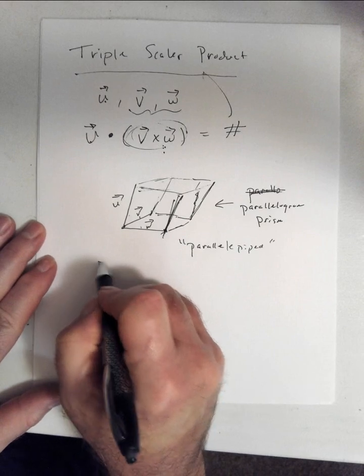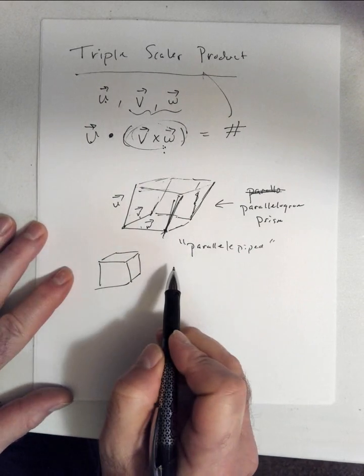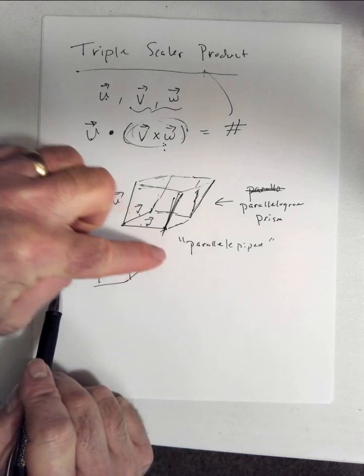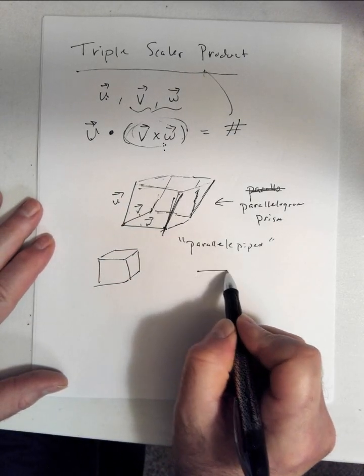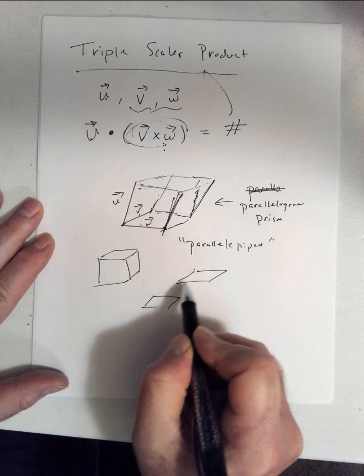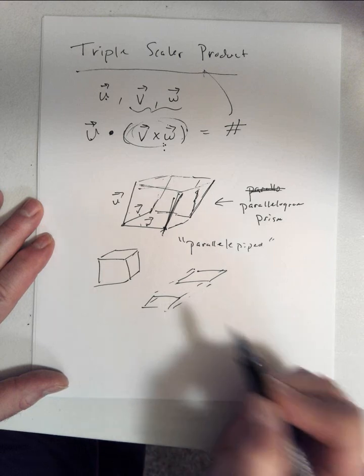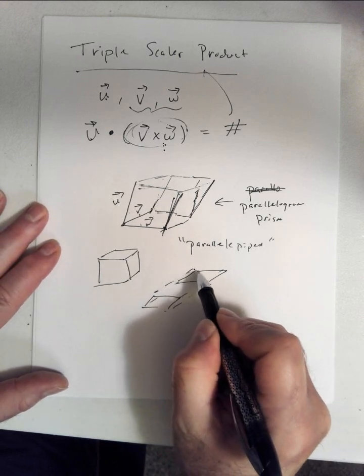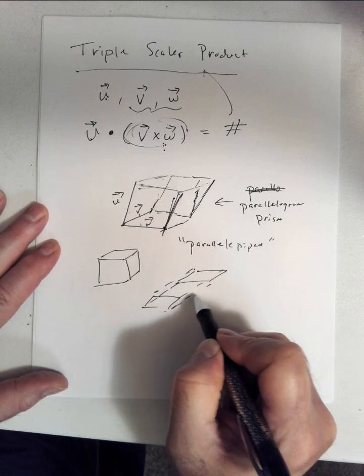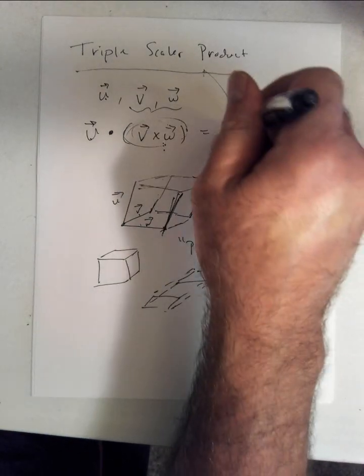So take your cube, take your box, and then just smush it over. The top goes that way and the bottom goes that way. So it ends up being something like this, where you have a parallelepiped. Awesome drawings. Okay, anyway. Now, the significance of this number, though.